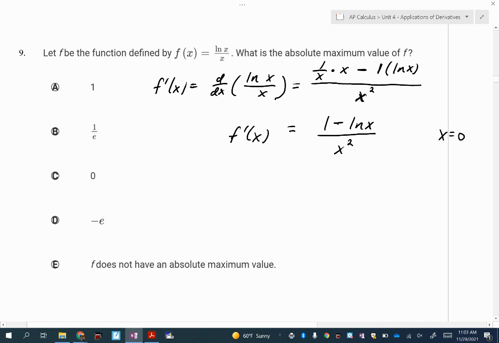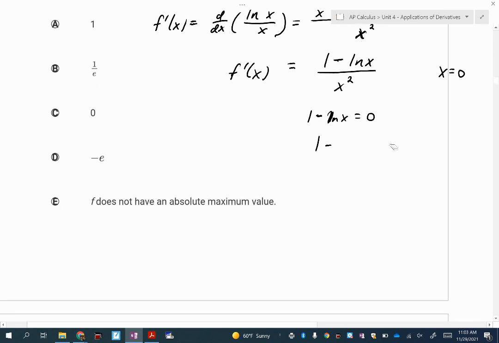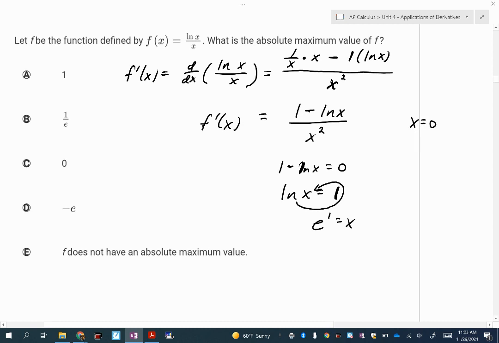And the other way is to make our numerator become 0. So set 1 minus the natural log of x equal to 0. So that's going to be 1 equals the natural log of x. Let me write it like this, which will help based on what we talked about in Algebra 2. This is e to the first power equals x. So those are my two possible values.